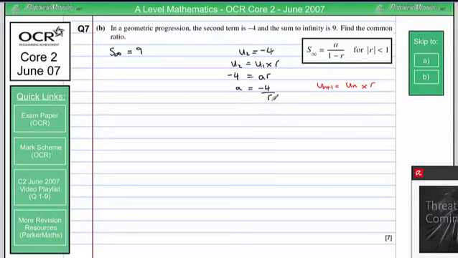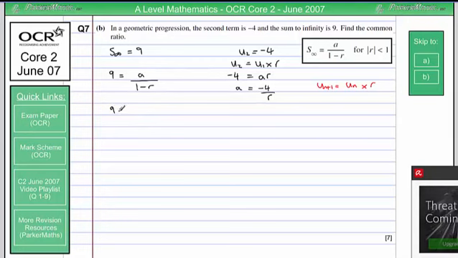So I've got one equation here involving A and R. Let's see if I can get another one using the sum to infinity. Well, all I've got to do is substitute 9 in here, so I get 9 equals A over 1 minus R. Now you might have been thinking here, why did I rearrange this to make it A equals? The reason is that I'm trying to find the common ratio. So if I rearrange this to get the letter I want to eliminate, then I can just substitute this value for A into my other equation.